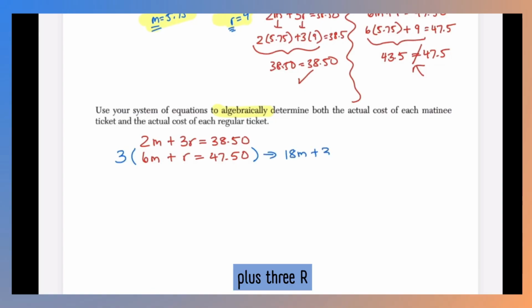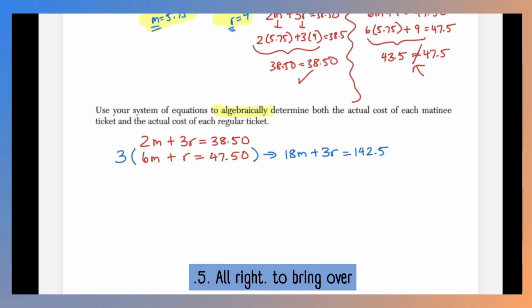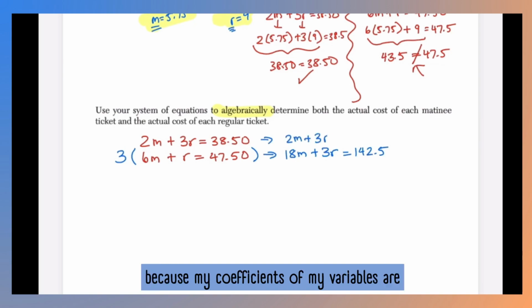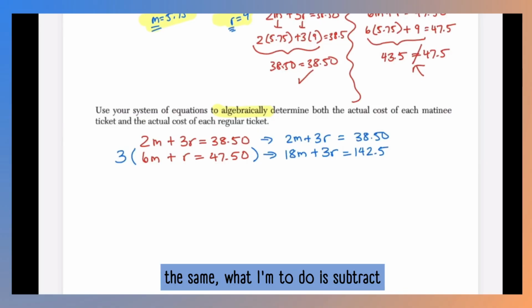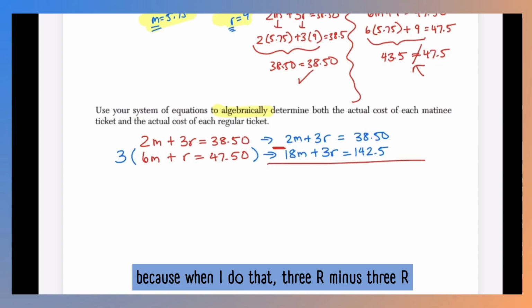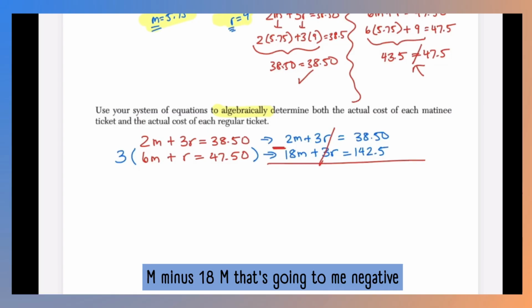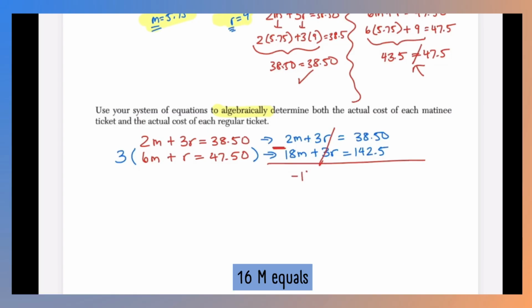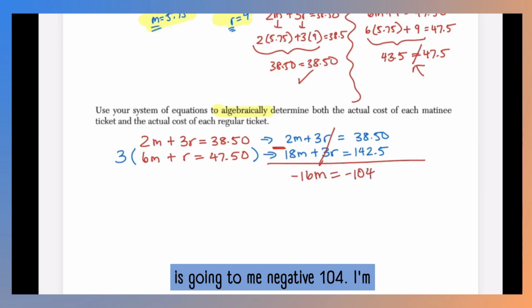18M plus 3R is equal to 142.5. All right, I'm going to bring over my top equation. And now because my coefficients of my variables are the same, what I'm going to do is subtract these 2 equations from each other, because when I do that, 3R minus 3R will eliminate. It'll cancel out, right? So I have 2M minus 18M. That's going to give me negative 16M equals 3850 minus 142.50 is going to give me negative 104.